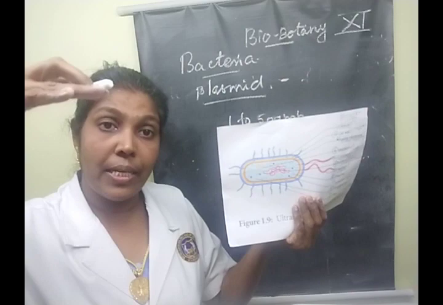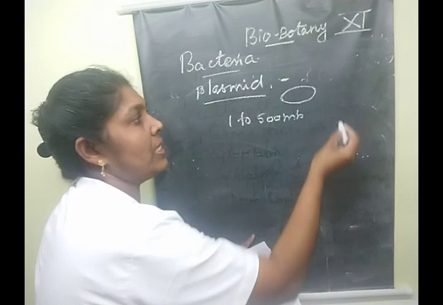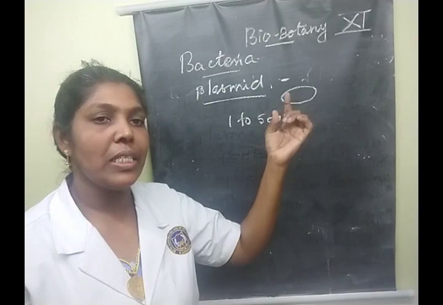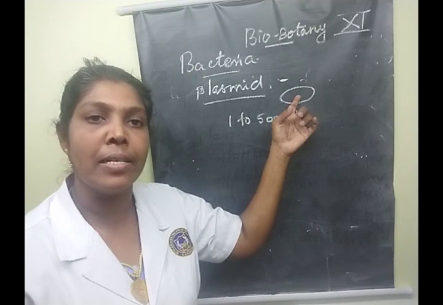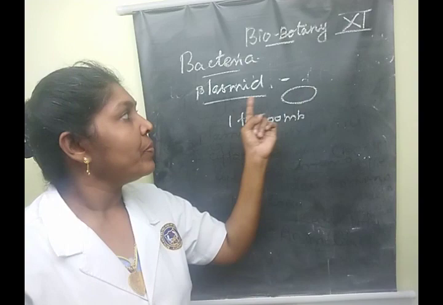Next one, the plasmids carry certain genes. What genes are present? They are fertility genes, resistance genes, and also genes for heavy metals. They are present inside these plasmids. Clear, children? Yes.